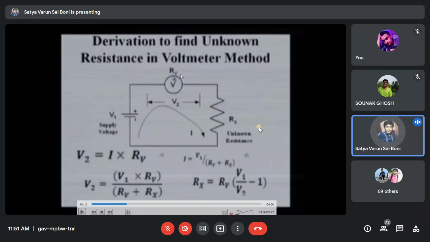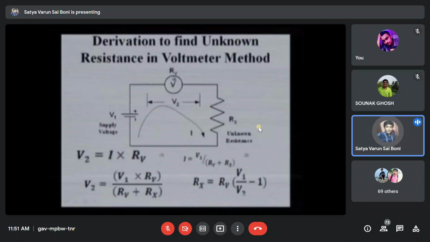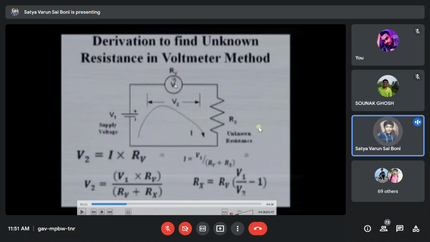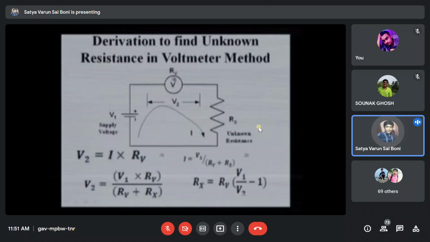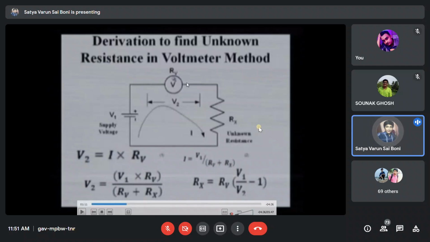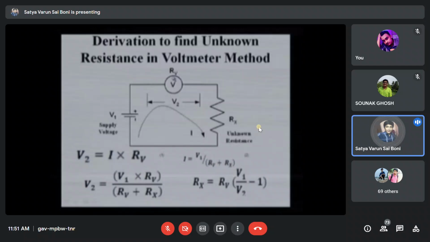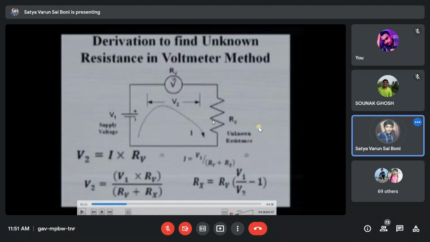Here you can see there is an internal resistance RV, because it is already known, because while doing the experimentation itself, they will mention it. In our experimentation, we are using a voltmeter which has an internal resistance of 50 kilo ohm. So we have the internal resistance of 50 kilo ohm. You just remember, I think you all know how the voltage divides. This is completely based on Ohm's law and the voltage divider rule.